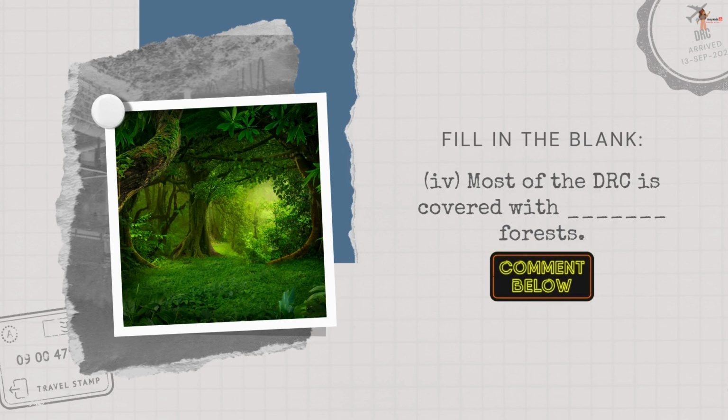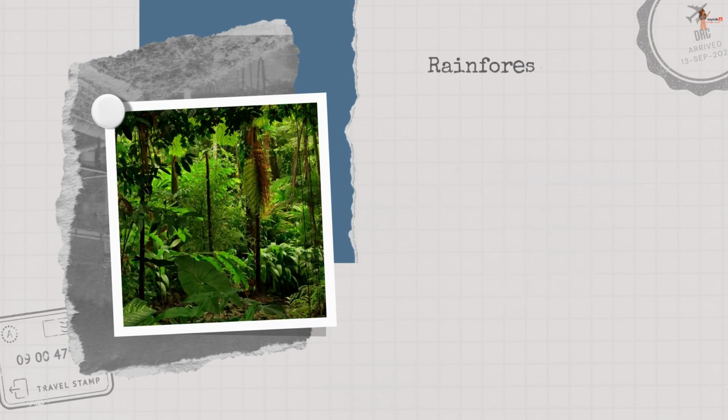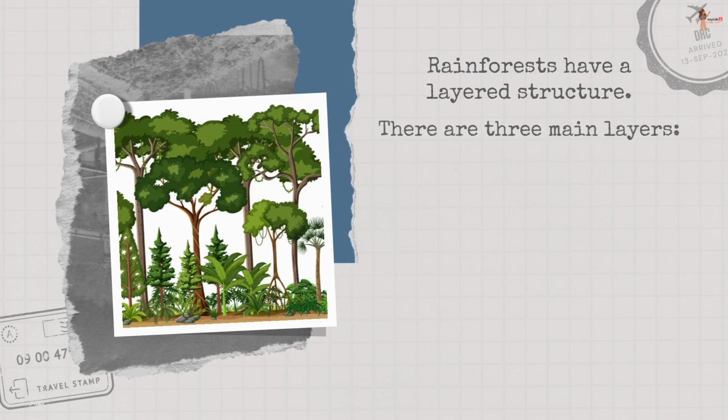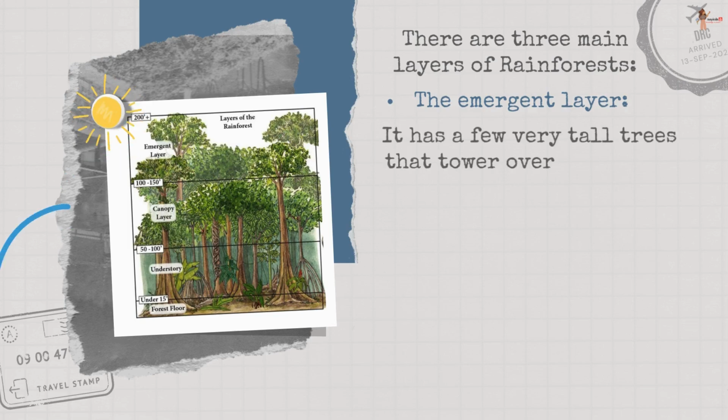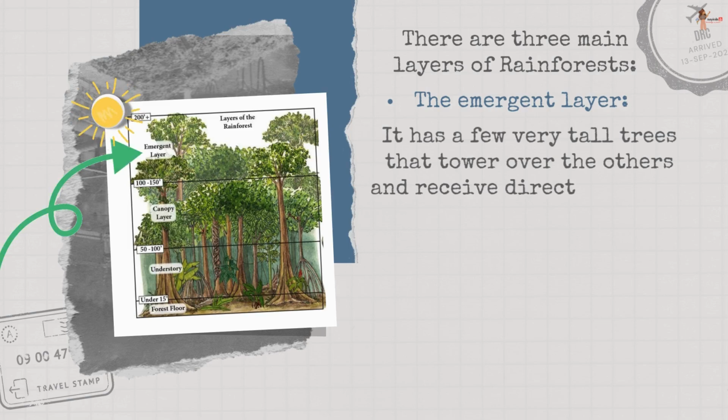Now, let's learn more about these forests. Rainforests have a layered structure. There are three main layers. The emergent layer, it has a few very tall trees that tower over the others and receive direct sunshine.